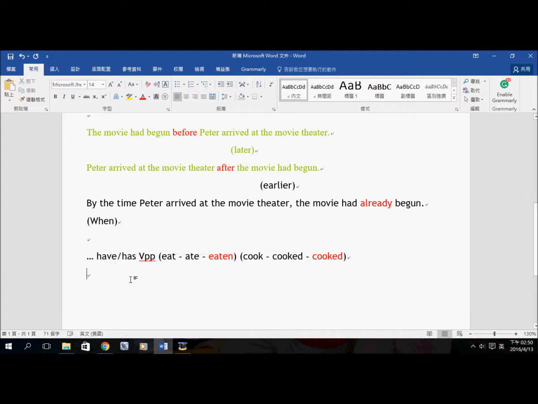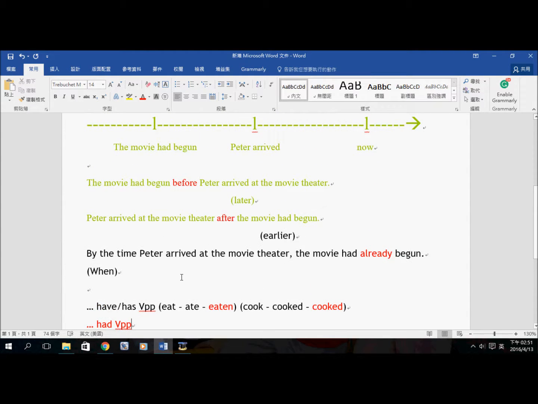All we need to do is subject. The past tense of the word have is had. And then with verb past participle. So this over here is the past perfect tense, the form for the past perfect tense. We use the past tense of have or has, had, with the verb past participle. So this is what the past perfect tense looks like.